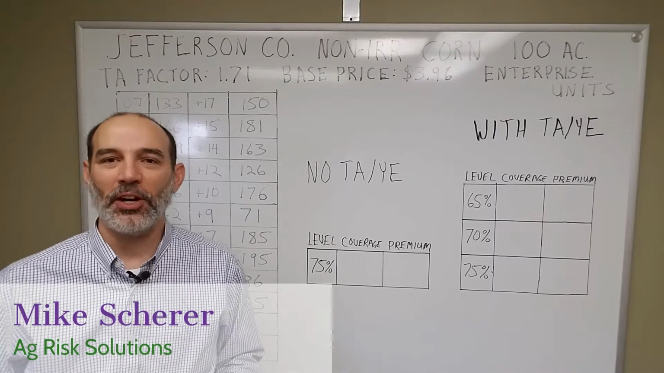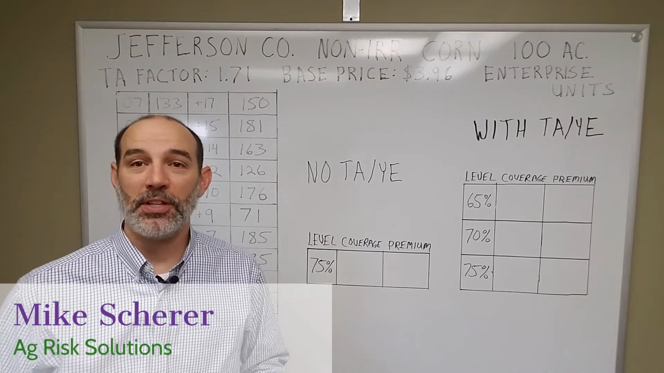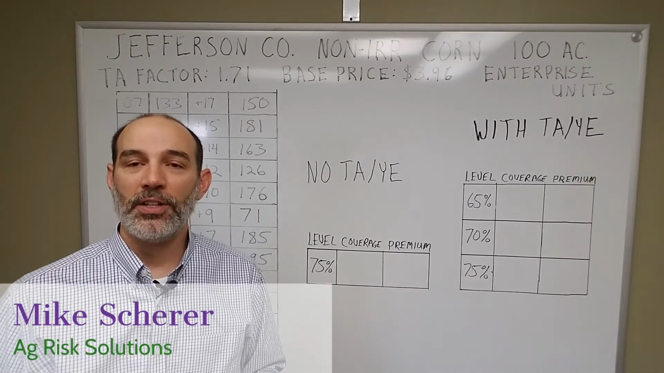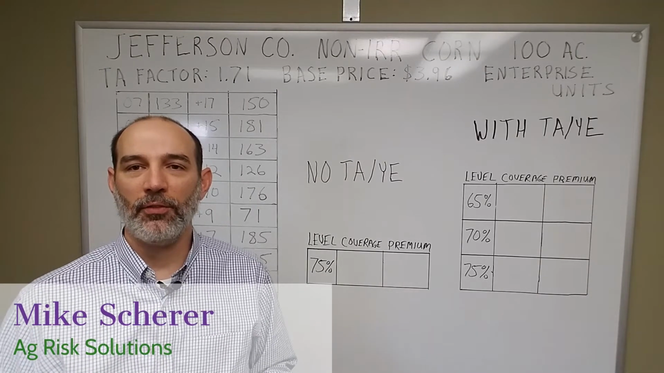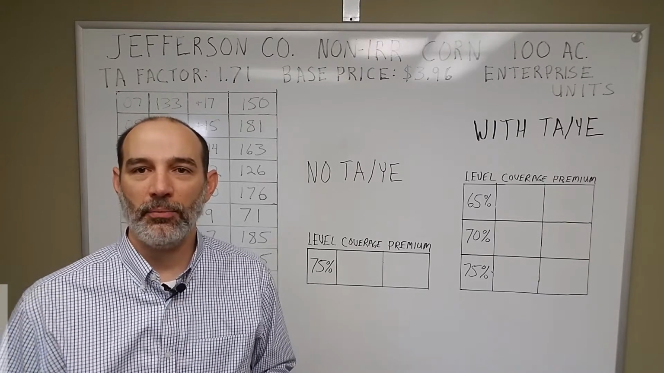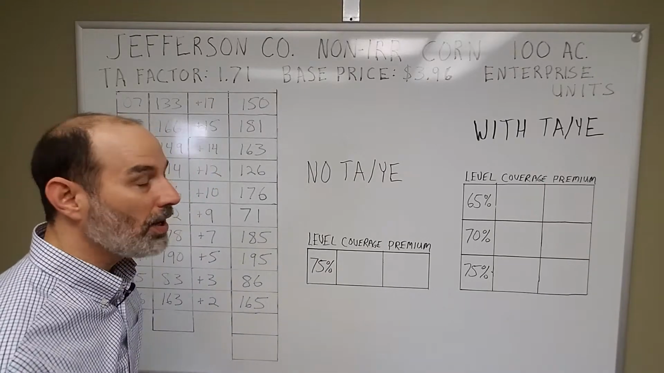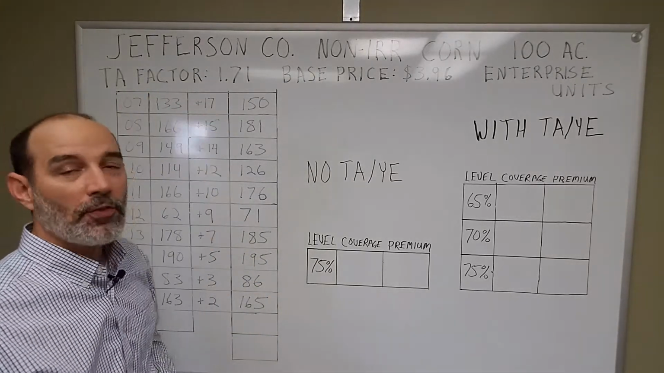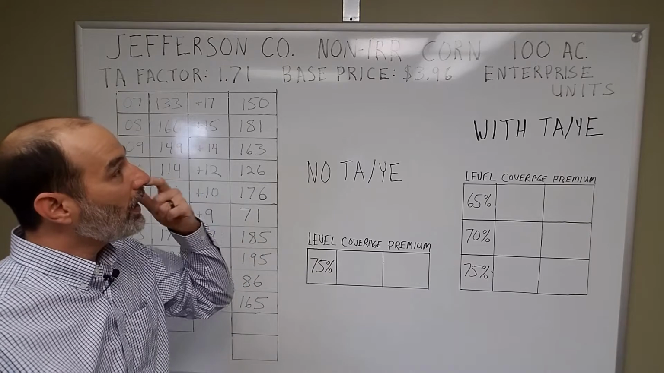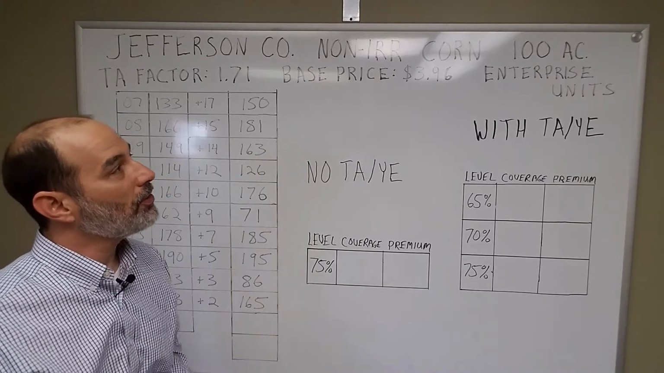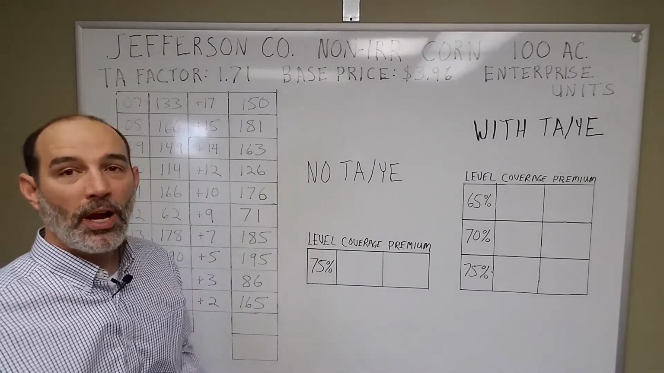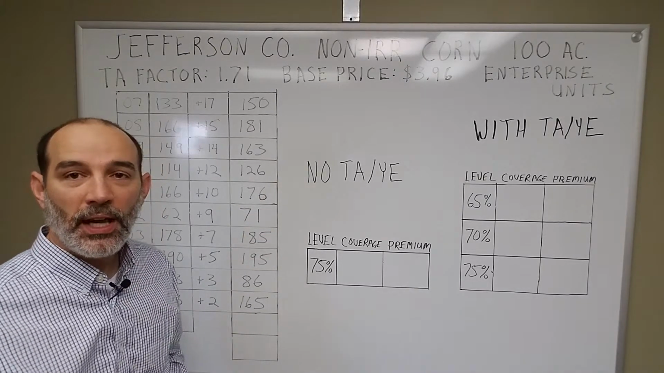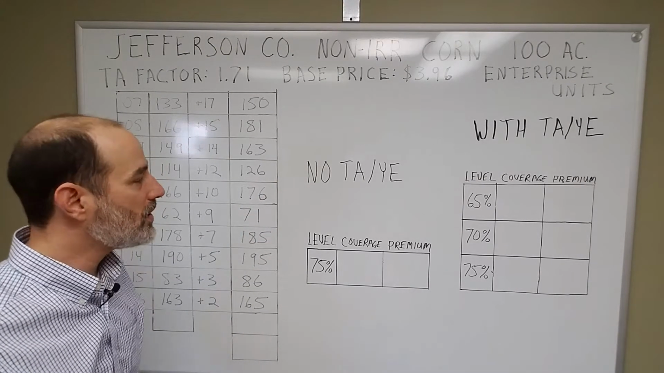I want to take a moment to talk to you today about a couple of options that producers have to increase their yields for crop insurance and increase their coverage that we find are underutilized and are a very good option for producers. So to show you that, I'm going to go through an example today. The example I'm going to use is a Jefferson County, Kansas corn, non-irrigated. We're going to look at 100 acres of corn with enterprise unit coverage and a base price of $3.96, just like it was for 2017.